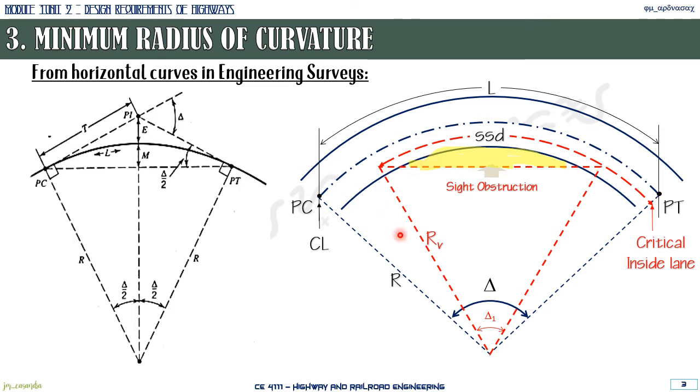So looking now at this diagram, our minimum radius of curvature to consider will be RV, and from the diagram, RV can be computed simply as the radius, which is measured from the center to the center line of the roadway, minus 1/2 of your lane width.